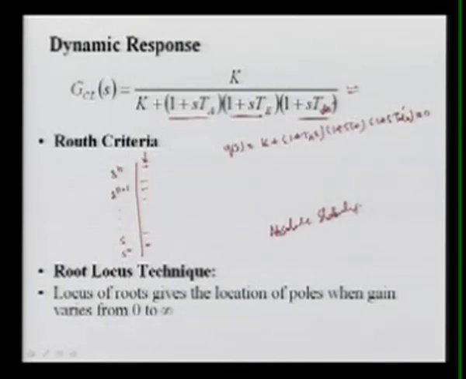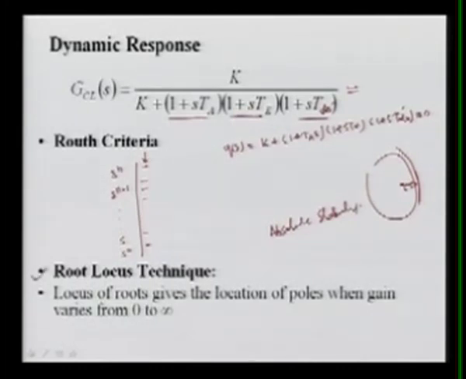The problem here is that it doesn't provide the relative stability, meaning how stable your system is. Let's suppose this is the system boundary of stability and you are here: how far are you from the unstable zone? It is not providing the relative stability, that is, how much gain we can go for. Then we normally go for another technique, the root locus technique.